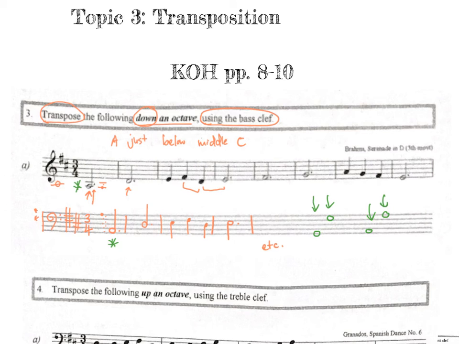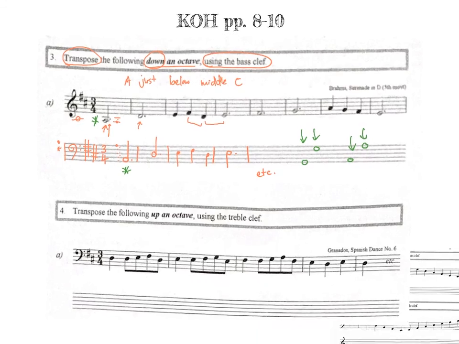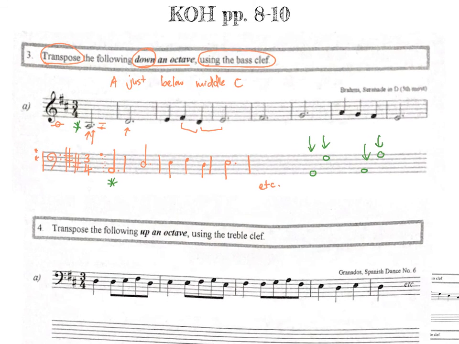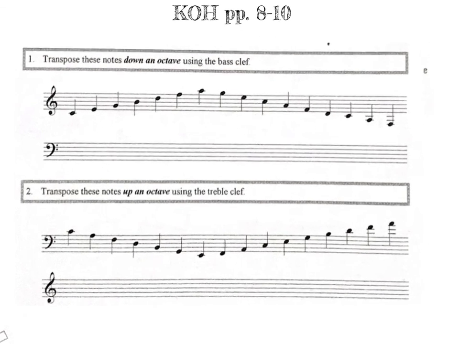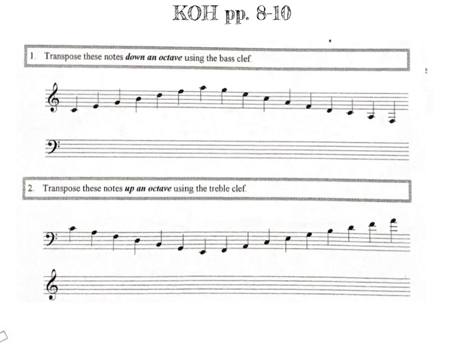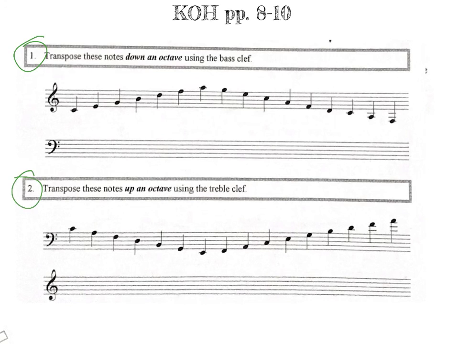You'll have to do transposing down an octave, and then you will follow that with transposing up an octave, as you see there, going from the bass clef to the treble clef. You will use what you've just learned to do exercise 1 and exercise 2, as well as exercise 3, which I just showed you, and exercise 4, where you go from the bass clef up an octave into the treble clef.